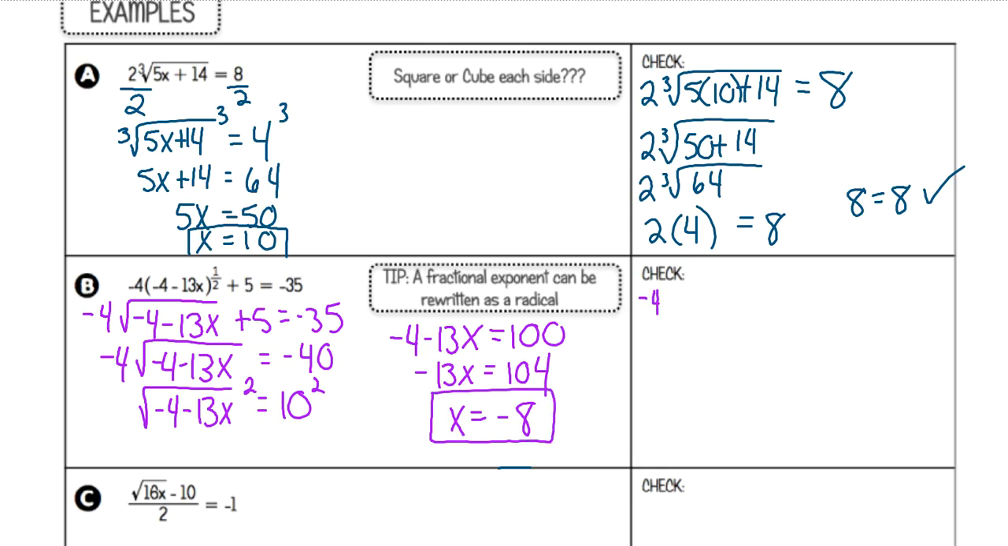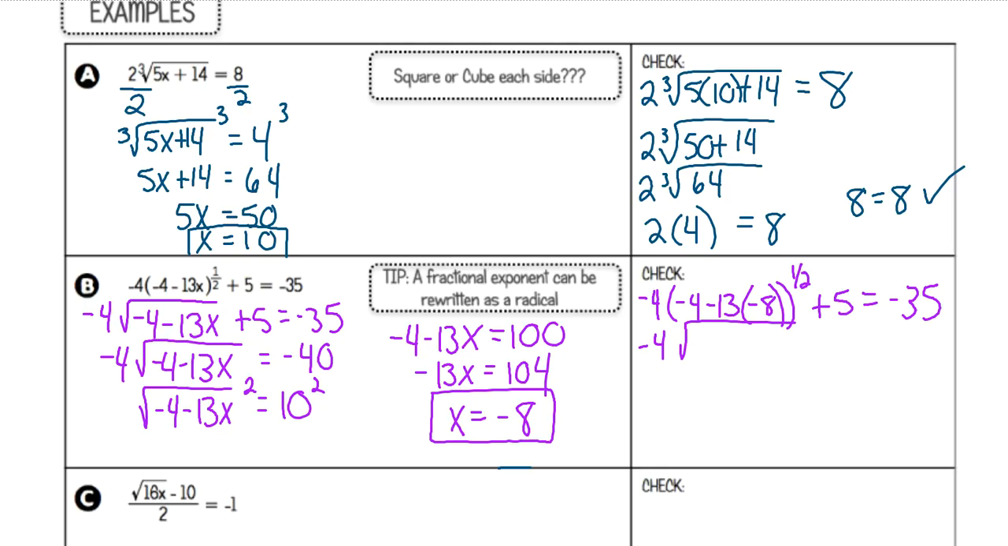So I'm going to plug it into my original equation. Always go all the way back to that original equation, not any of your steps, just in case you made any mistakes along the way. It'll help you to figure it out. So we're trying to figure out, does this actually equal negative 35? So when I do this, I'm going to start by just simplifying that whole inside.